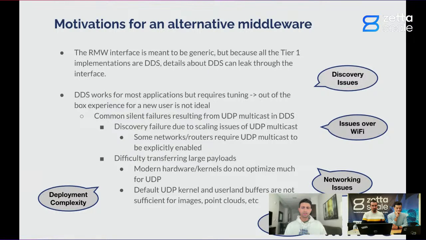So modern computers are much better suited for TCP transports, but UDP requires certain tweaking at the kernel level. So oftentimes our solutions have been to increase the size of UDP buffers on your Linux systems to solve some of these problems.